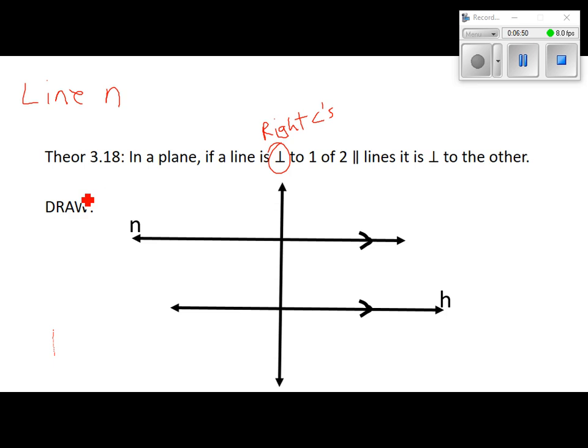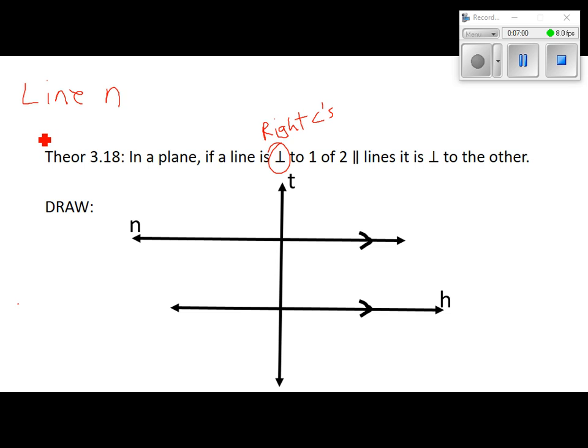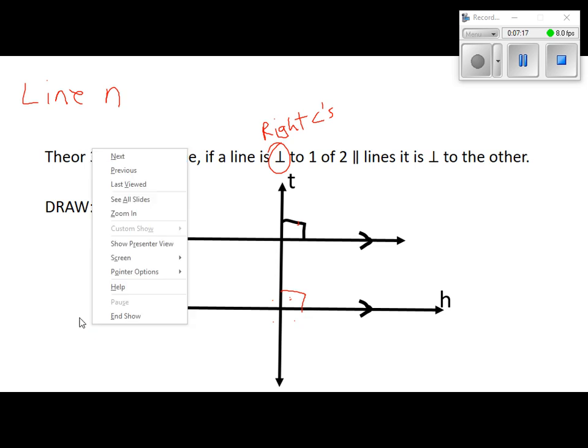What's this line called again? It starts with a T. Transversal. Very good, transversal. If we have all that, and a right angle, line T is our transversal, and there's a right angle there. What do you know about these angles down here then? They're going to be right angles also. That's all this theorem says. If this transversal is perpendicular to this line, then it's got to be perpendicular to that line.